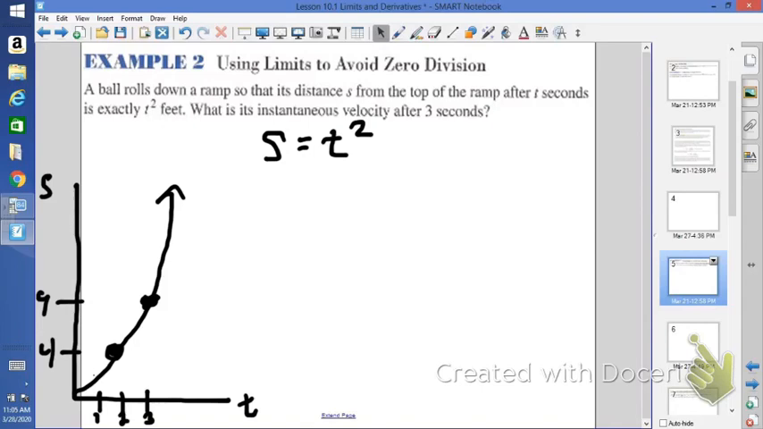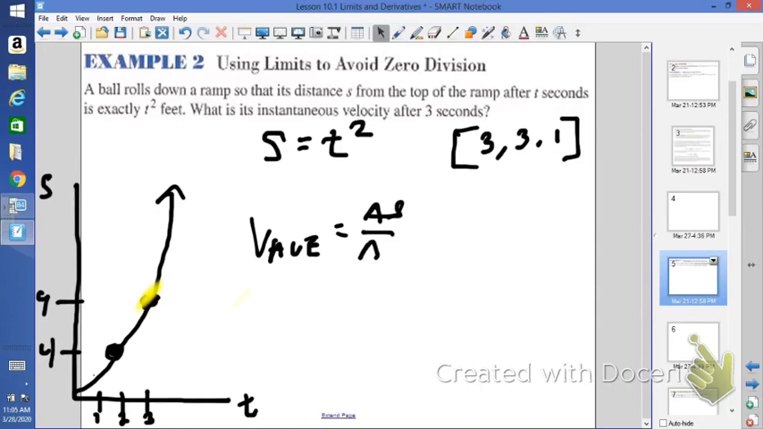We're going to use our average velocity formula, but we're going to make our interval, our change in t, super small. So let's stay consistent with what we were doing. Let's say we want our interval to be from 3 to 3.1. Alright, so our average velocity is our change in s over our change in t. So our change in t is going to be 3.1 minus 3.